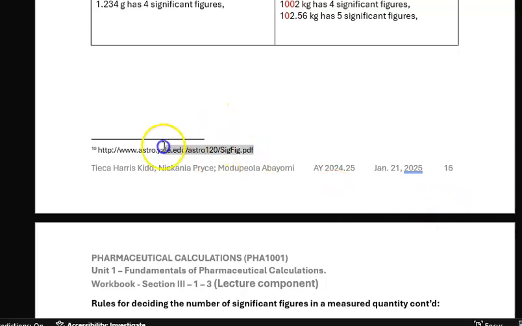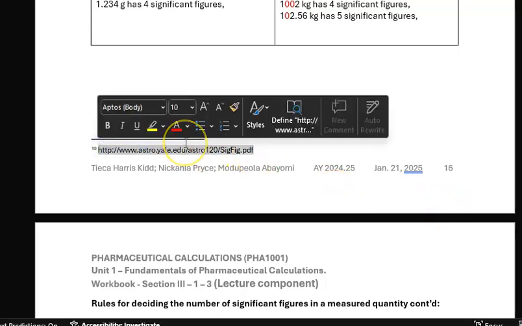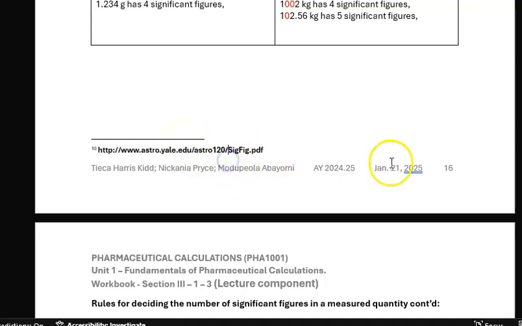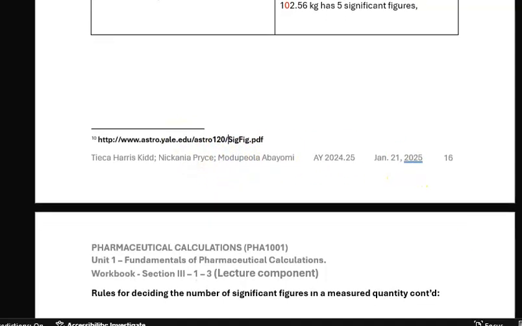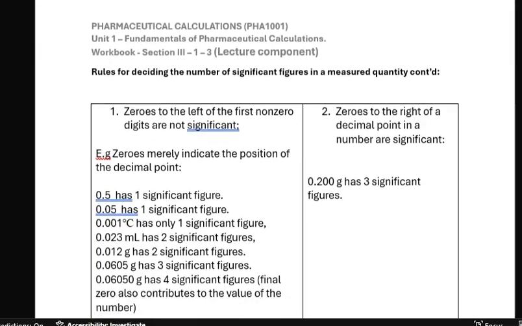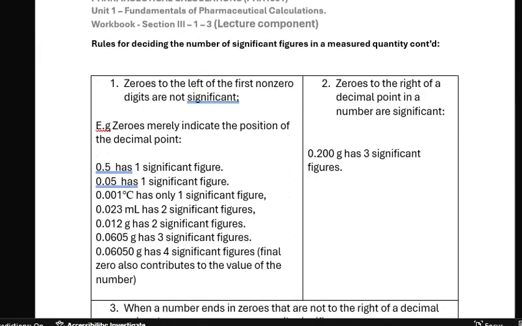Now, if you look at the footnote of the resources I've shared for this module, these are some sites you can go to, and you actually have calculators that you just plug it in and it tells you the significant figures for a number, right? There's so much resources online. Let's look at this one.